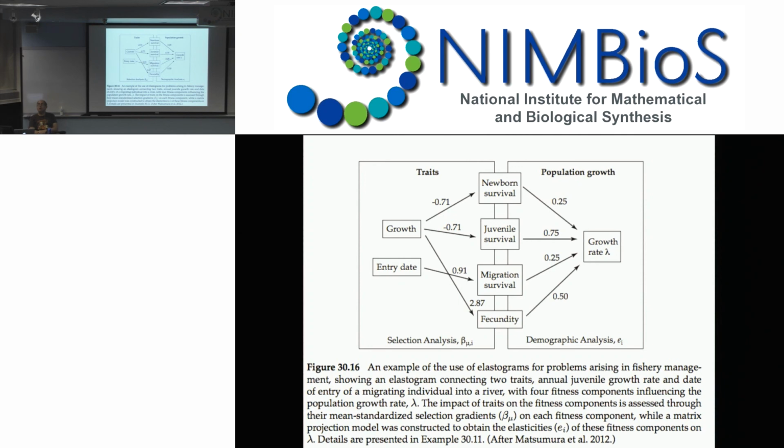But remember, that non-independence is taken care of in the elasticities. So elasticities take that Leslie matrix and ask what happens if I change those components. So it doesn't matter how you get there. The elasticity has that taken into account.